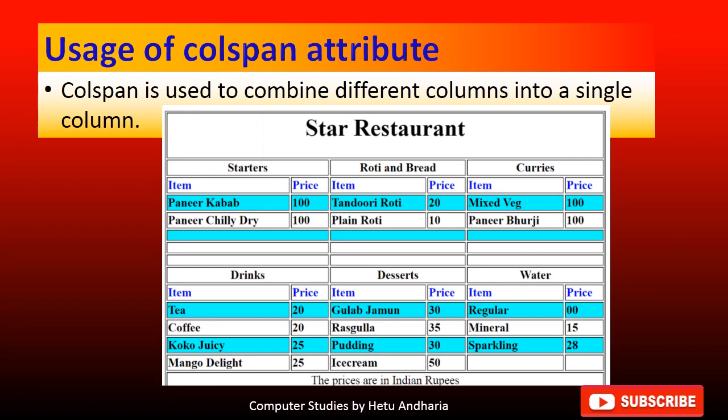So now I am going to teach you the colspan attribute. Colspan is used to combine different columns into a single column. Here you can see the output of a web page in which you can see a table. In the first row you can read Star Restaurant, right? It is covering the space of 6 different columns. So here in the first row I have combined 6 different columns. Then you can read the words starters, roti and bread, and curries. Now in starters, if you observe closely, 2 columns are being combined, that is item and price.